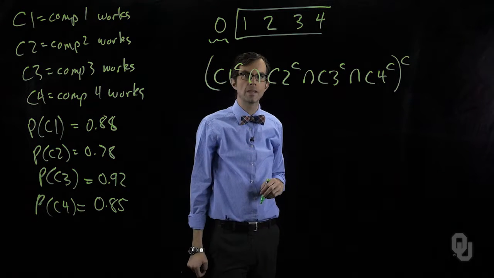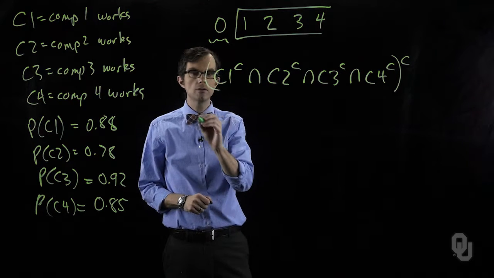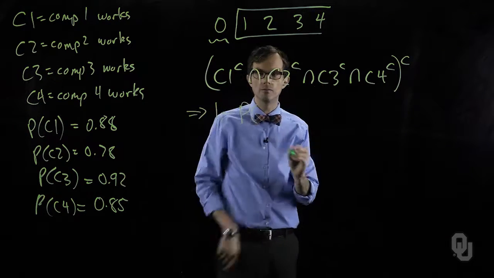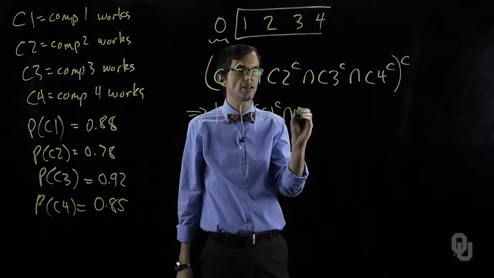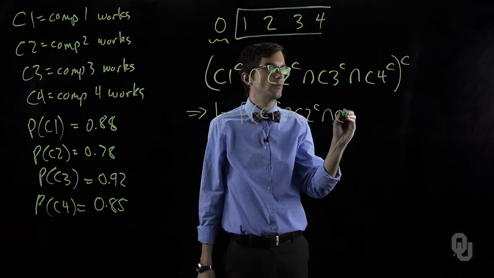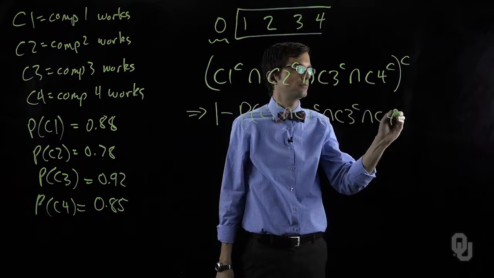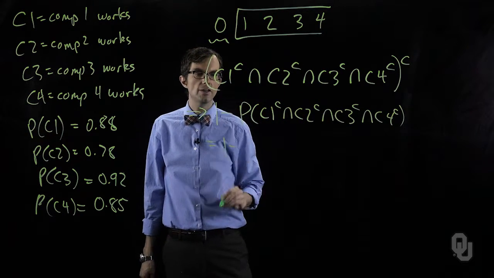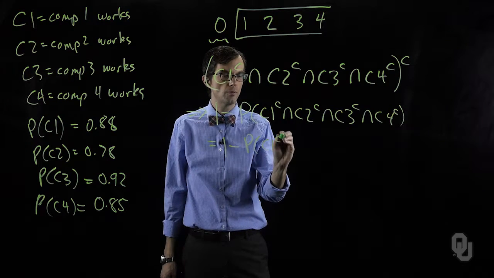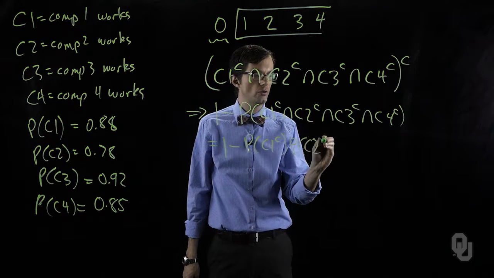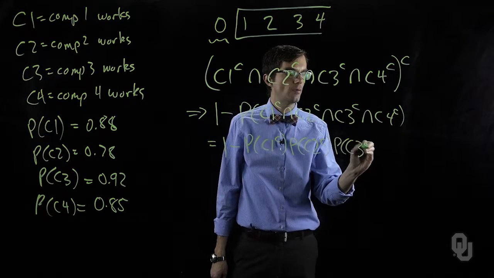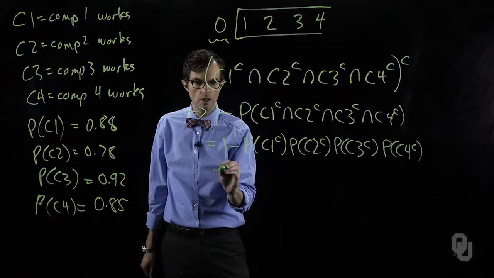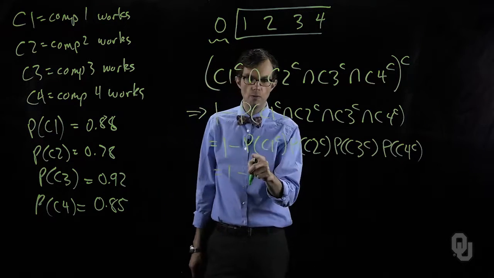Okay? So now, to find that probability, that would be 1 minus the probability of what's in here. Computer 1 complement and computer 2 complement and computer 3 complement and computer 4 complement. Okay? These are independent of each other. So we could say that's equal to 1 minus the probability of C1 complement times the probability of C2 complement times the probability of C3 complement times the probability of C4 complement.